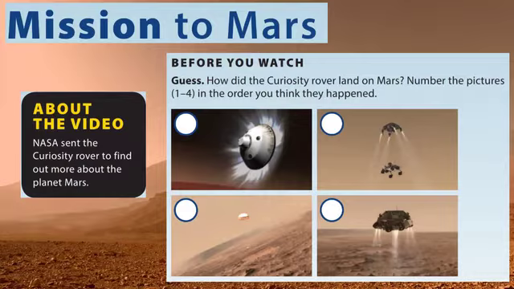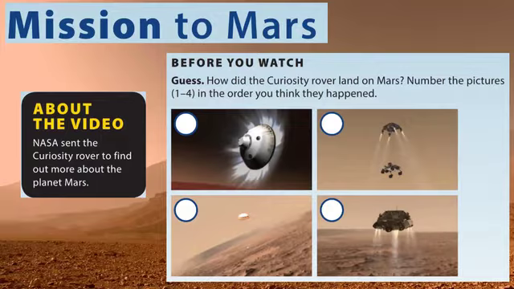So basically, before we watch the video about the spacecraft, you have to guess the things that happen while the spacecraft was landing on the planet Mars. So go ahead and do it. Number the pictures 1 to 4. And after this, we'll watch the video, but before we have to do something else.